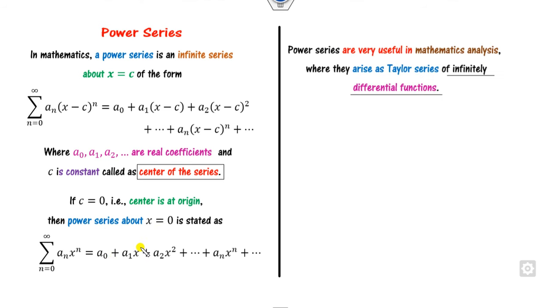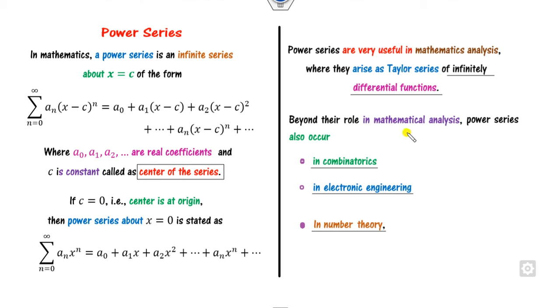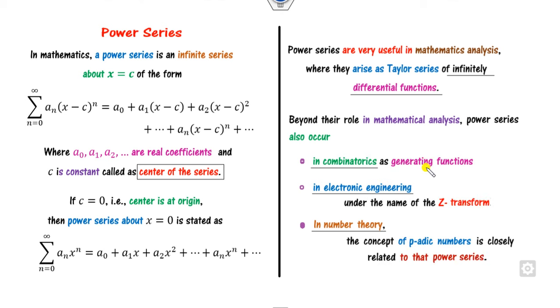This power series is widely used in the mathematics field, and is applicable in the Taylor series that we will discuss later on. The important property of the Taylor series is that it has infinitely differentiable functions. Apart from that, the power series is widely used in combinatorics, electronic engineering, number theory, complex analysis and so on. In combinatorics, we use generating functions. In electronics engineering, we use the power series under the name of the Z transform. In number theory, we use it in terms of periodic numbers. In complex analysis, the power series is used in the form of the Laurent series.